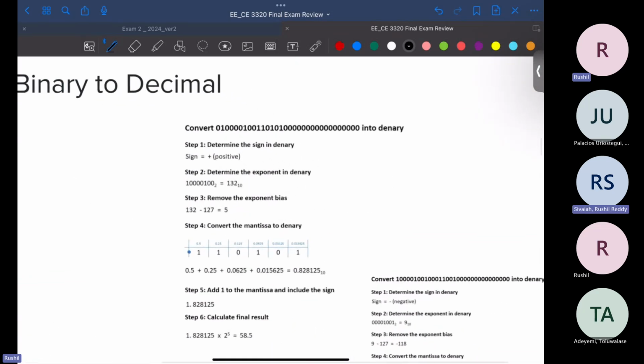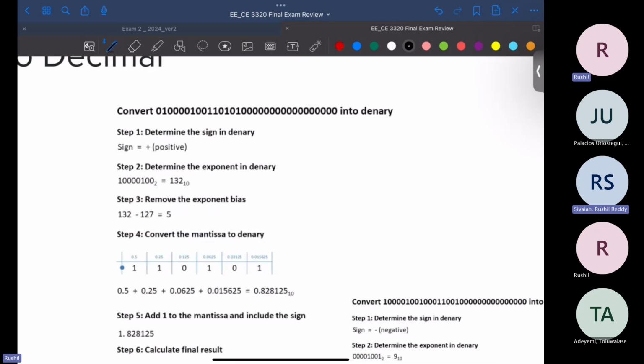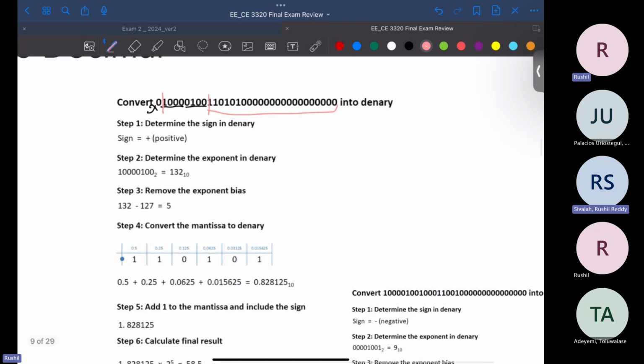Okay, so this is the same thing, but the other way around. We see here with the 0 that means it's a positive value, and then we're going to grab the next 8 numbers. So from here to here are your 8, and then the rest of these are the other ones. So this would be 5. Yeah, so 100 is 5. That means it's something to the power of 5.